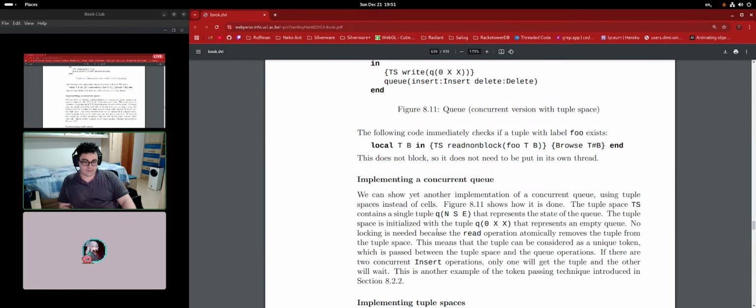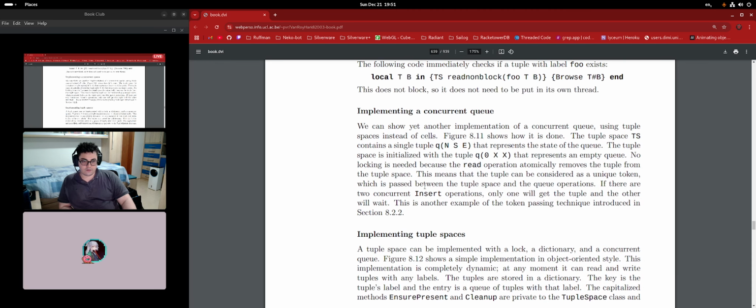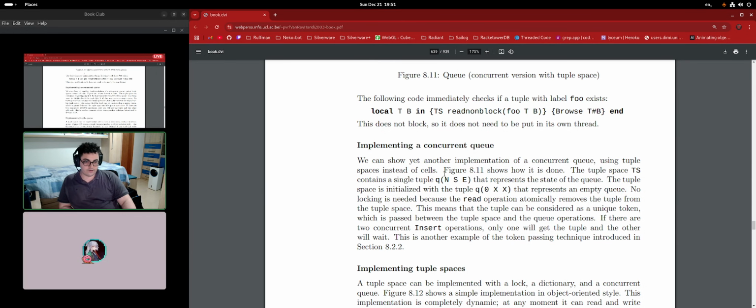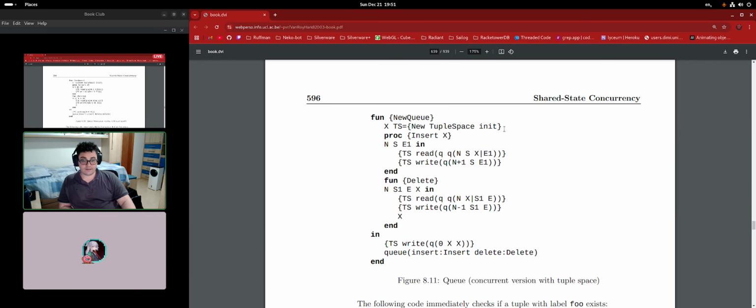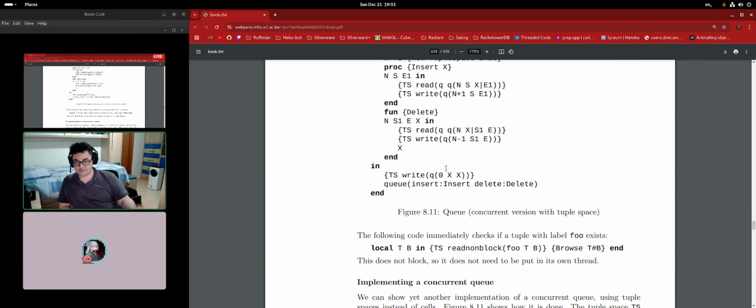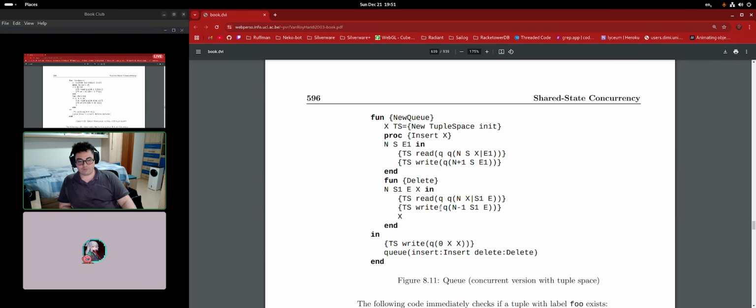Implementing a concurrent queue. Yeah, so this is what we just saw, right? Explain to us how we're doing things. So you initialize that, and then you insert things into that. Before returning, you actually insert the empty queue into the tuple space. So the tuple space is essentially working as your critical region. You may ask yourself, why do you need this? Because this is doing essentially the same thing as the mutable cell with the same lexical scoping trick as before, and the answer is because read and write are atomic, and the other ones were not.